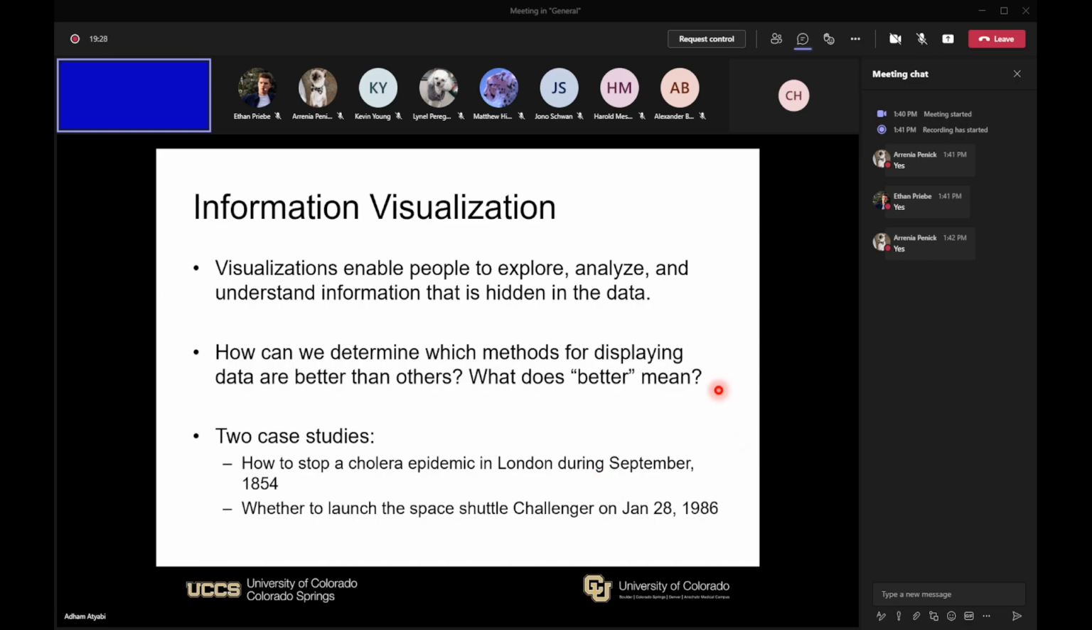So in this lecture, we are going to examine the statistical and graphical reasoning used in making two life and death decisions. The first case scenario is how to stop the cholera epidemic in London during September 1854, and the second is whether to launch the Space Shuttle Challenger on January 20th, 1986. By creating statistical graphics that revealed the data, Dr. John Snow was able to discover the cause of the epidemic and bring it to an end. We are going to argue against bringing it to an end later on, but for now, let's take a naive approach and say he brought it to an end.